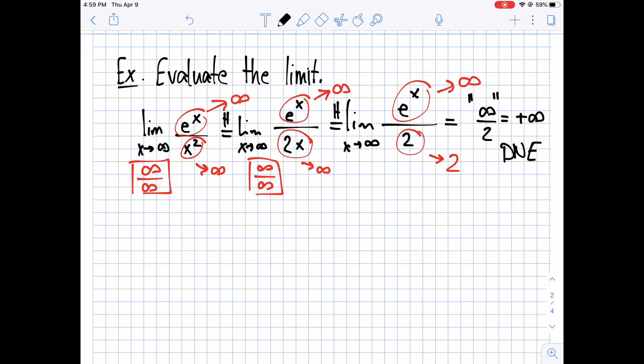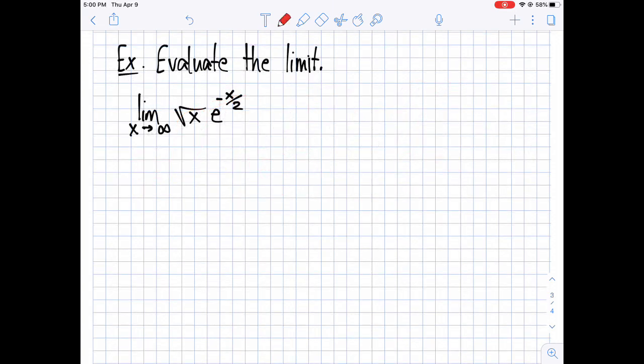Next time, let's take a look at a slightly different indeterminate form. Not 0 over 0, not infinity over infinity. We're going to look at 0 times infinity. Okay, so for this one, again, we try to see what happens as x approaches infinity.